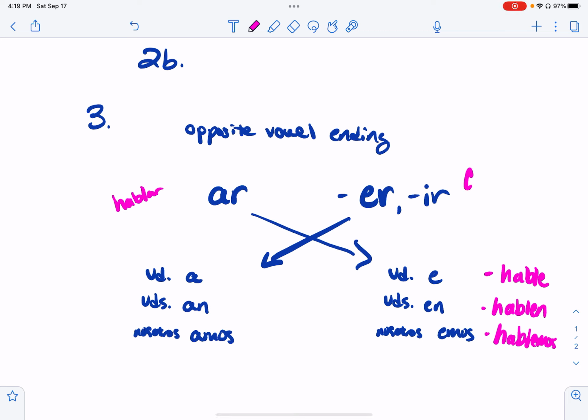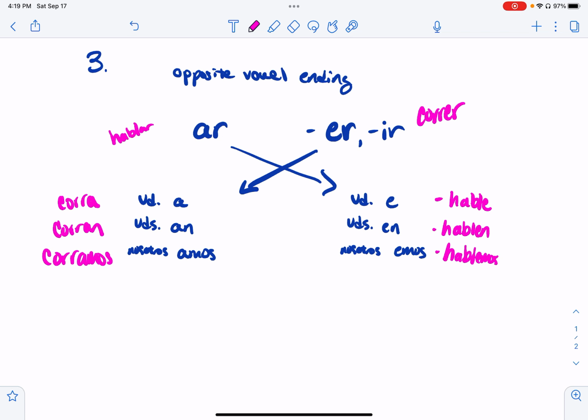A verb like correr, the usted form would be corra. The ustedes form would be corran. The nosotros form would be corramos. All right, next in your notes, I want you to write what these three commands would be for the verb vivir. Write all three forms. You should have written down viva, vivan, and vivamos.